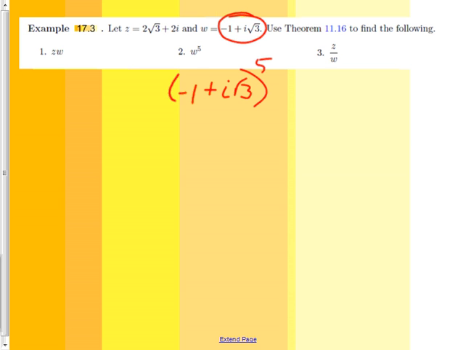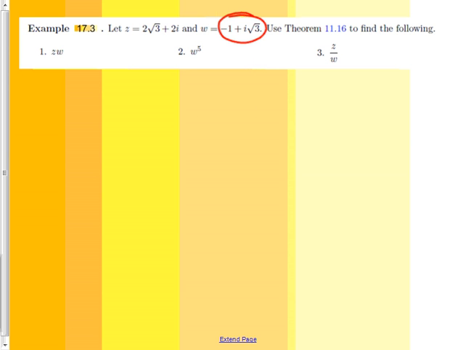You could, but oh my gosh, you'd have to actually write it out 5 times and keep foiling and foiling, and then it wouldn't be foiling anymore because you'd have a triple times a double, and then oh my gosh, you could do it. It would take you literally probably an hour. Okay, and you'd probably make a mistake in it somewhere.